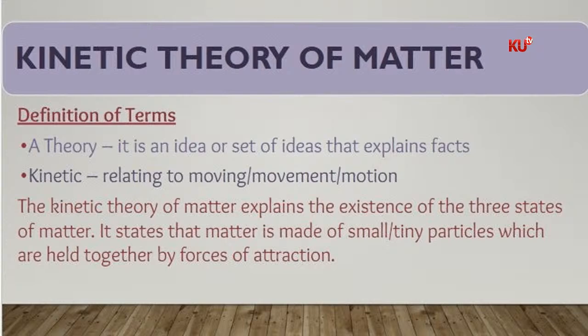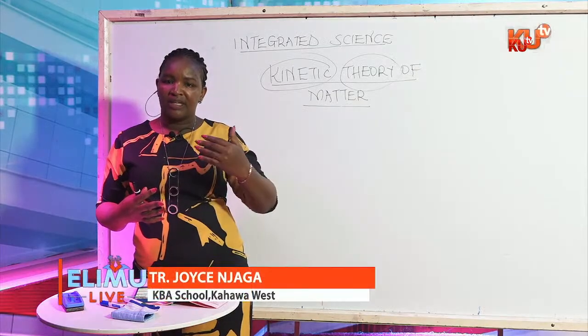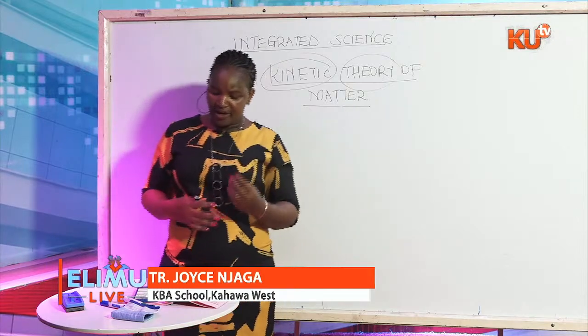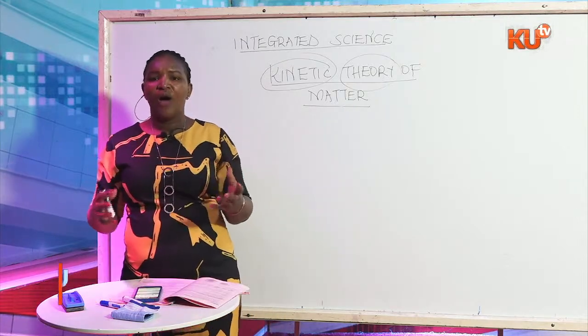So these small particles are held together by what we call forces of attraction. So the particles are held together by forces of attraction. That is what the kinetic theory is talking about. How are these particles in matter held? I'll go ahead to talk more about the kinetic theory. It should also tell us how these particles are arranged.